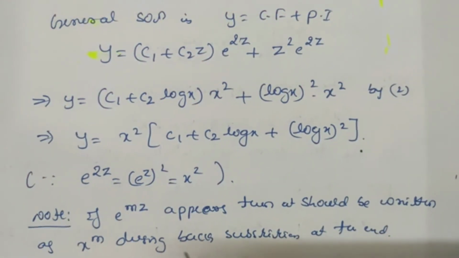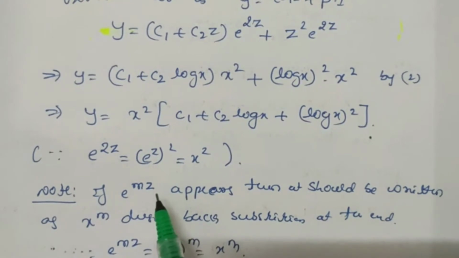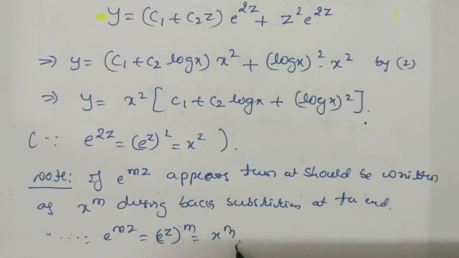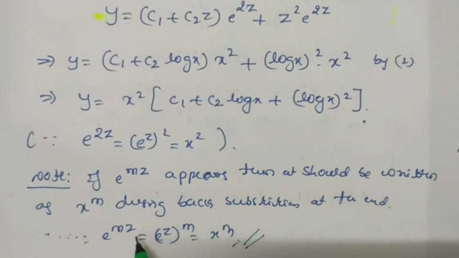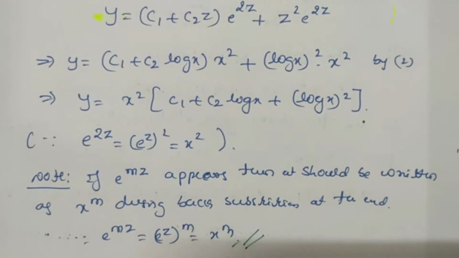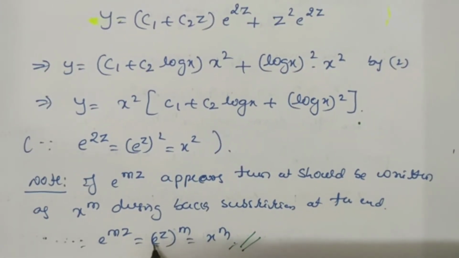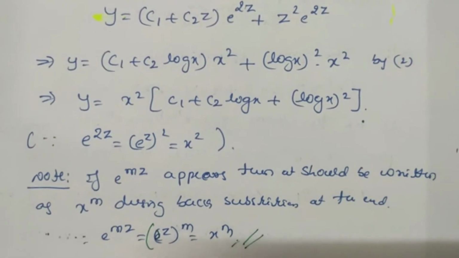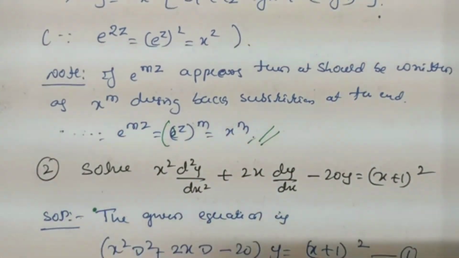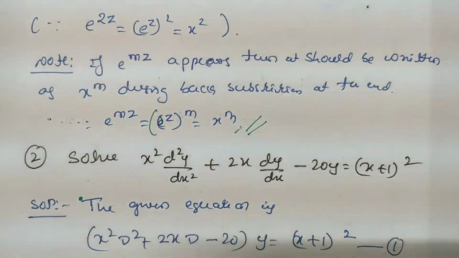And you remember this one: if it is e raised to mz, then it can be written as x to the power of m. That is because e raised to mz is (e raised to z) to the power of m. So this is nothing but x to the power of m. So I have one more example, and this one you can solve yourself.